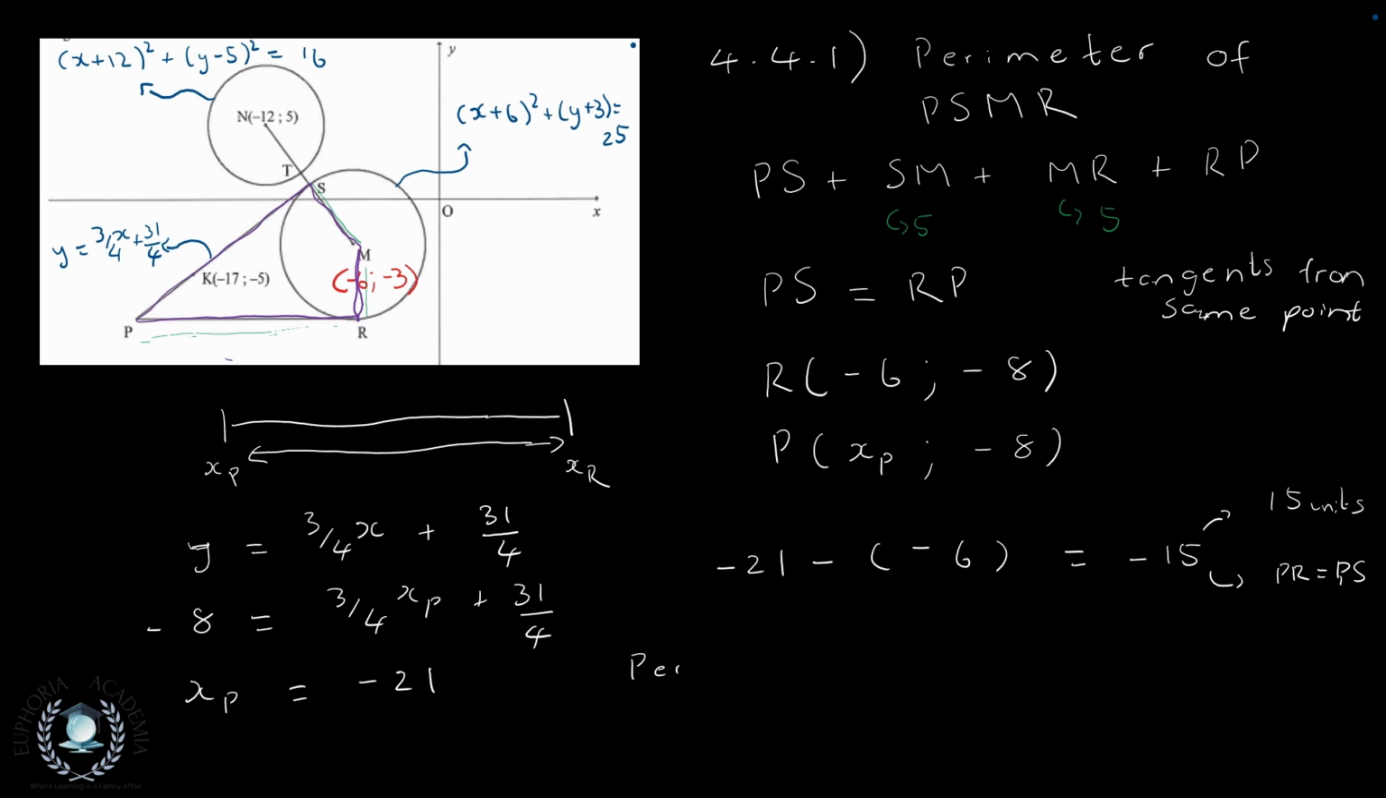So we have our 4 sides. So the perimeter of PSMR is going to be equal to 15, which is PS, which is actually PR because they're equal. 15 plus 5 plus 5 plus 15, and we're going to end up with an answer of 40 units.